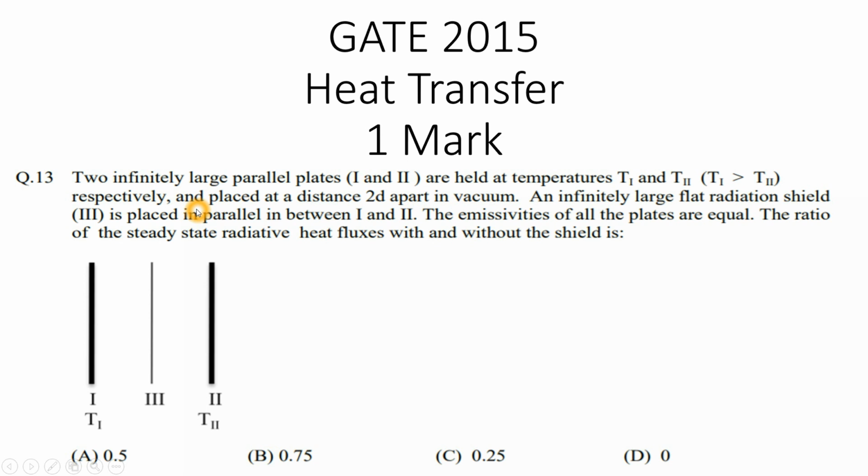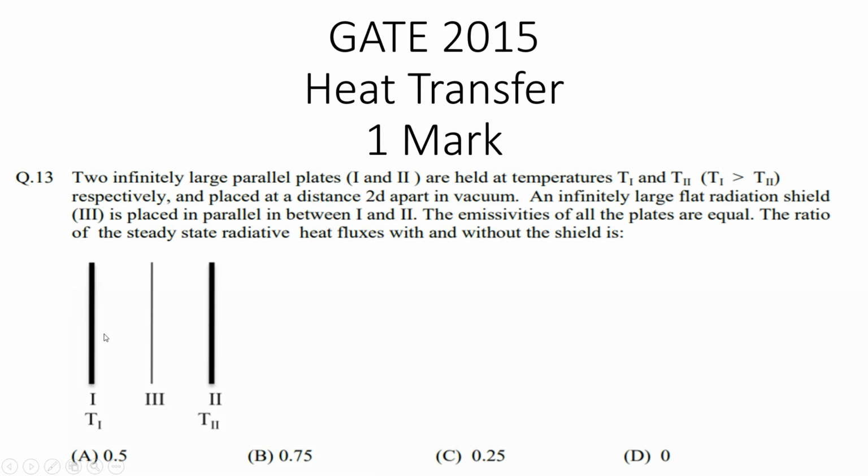Question is from GATE 2015 heat transfer for 1 mark. Two infinitely large parallel plates are held at temperature T1 and T2 respectively, and placed at a distance of 2d apart in vacuum. An infinitely large flat radiation shield is placed in parallel in between the first and second. The emissivities of all plates are equal. The ratio of the steady state radiative heat flux with and without the shield is?